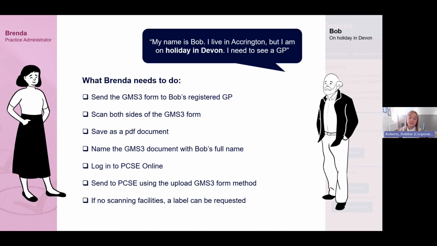Now, if the practice don't have any scanning facilities, then within the same area where you will upload the GMS3 form, you can request a label to be sent to the practice, and then you would just add the GMS3 form in a polylock bag and send that with your City Sprint delivery.